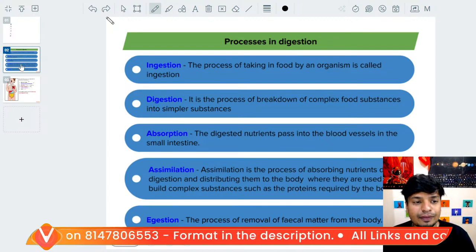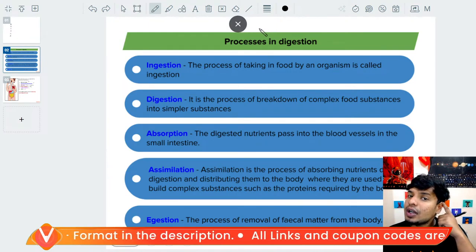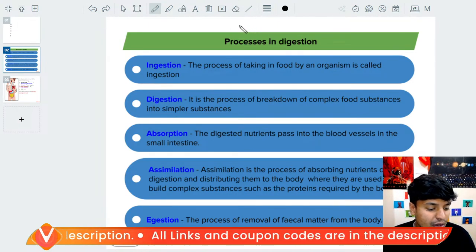Understood, guys? Very simple. So shall we go back and solve some questions now? Shall we solve some questions?